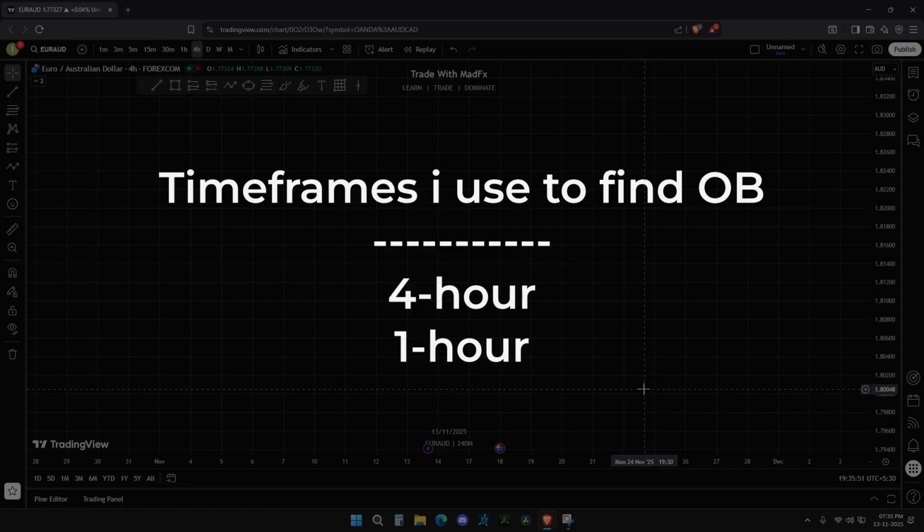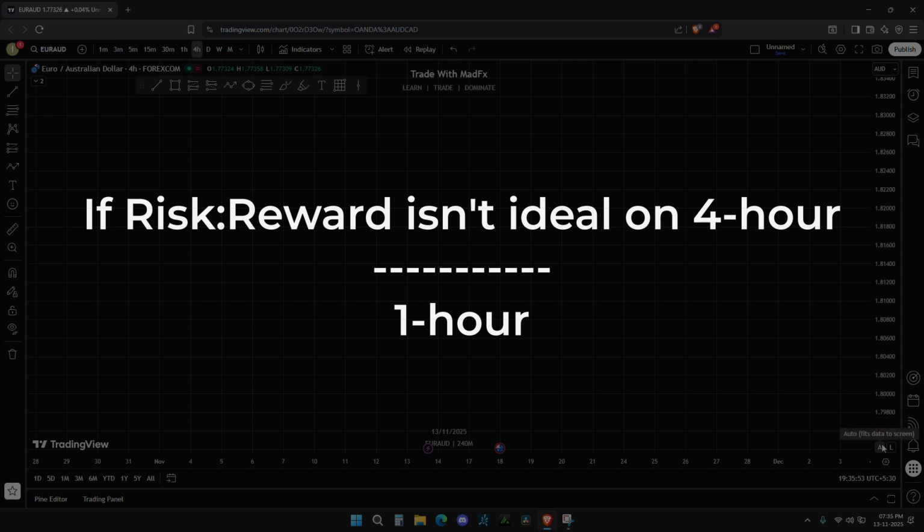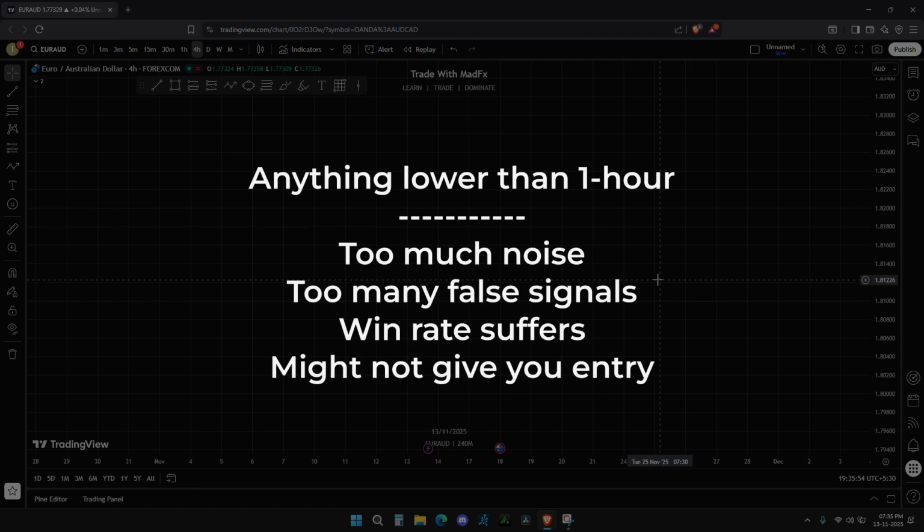These are the time frames I personally use to find unmitigated zones and my entries. I focus on 4-hour supply and demand zones. Those are my main time frames. If the risk to reward on the setup isn't ideal, I will drop down to the 1-hour zones to fine-tune my entry. But I never go below the 1-hour time frame. The reason is simple: anything lower than that starts adding too much noise and false signals.